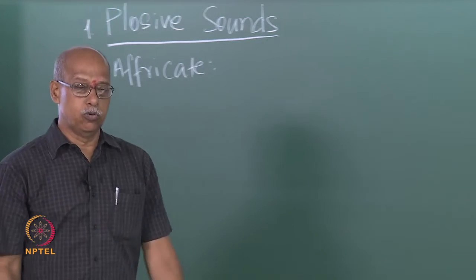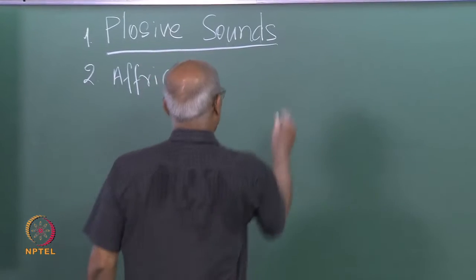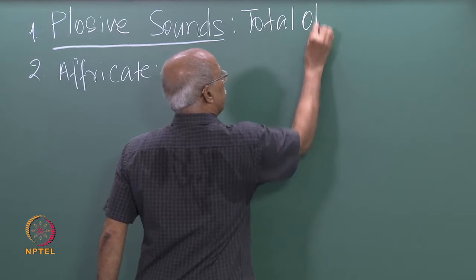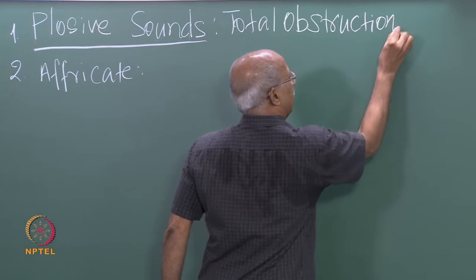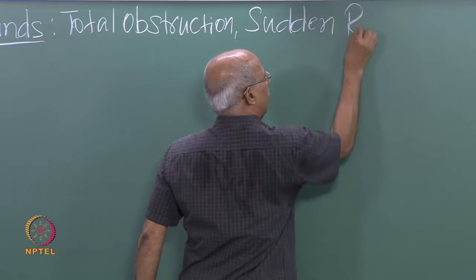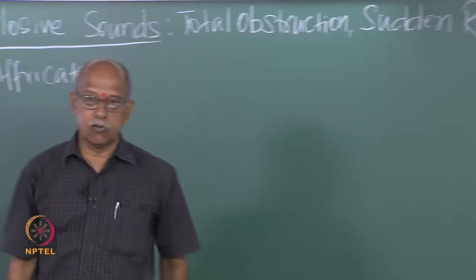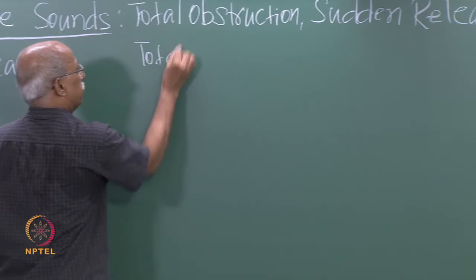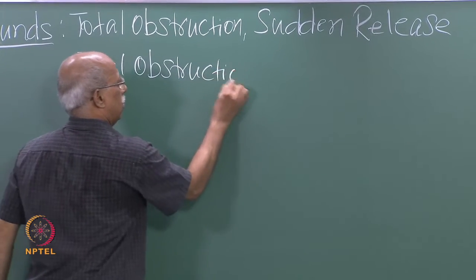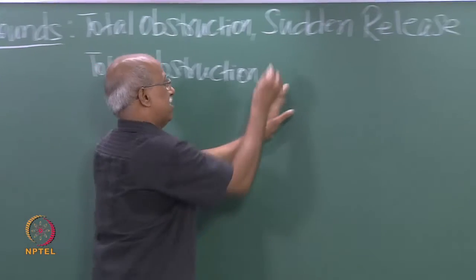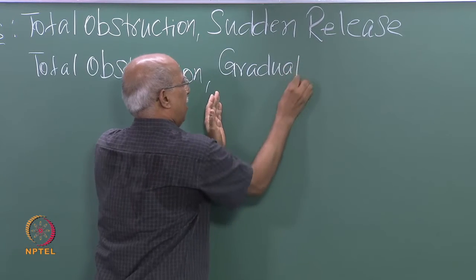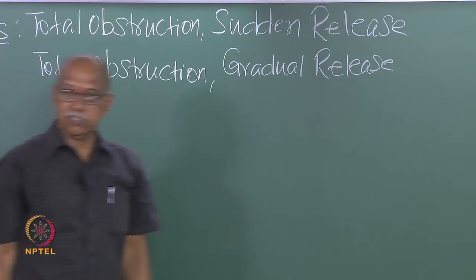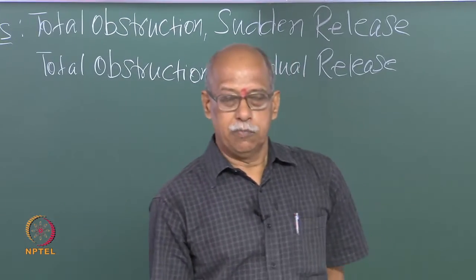You might recall in the last class I told you that there are some sounds which belong to the class called affricates. In this class of speech sounds, there is total obstruction but gradual release. In the plosive class of sounds, there is total obstruction but sudden release. Whereas in affricates, we have total obstruction but gradual release.